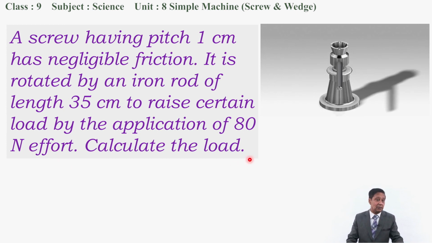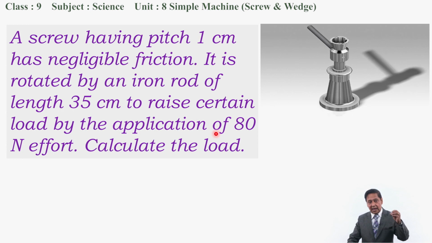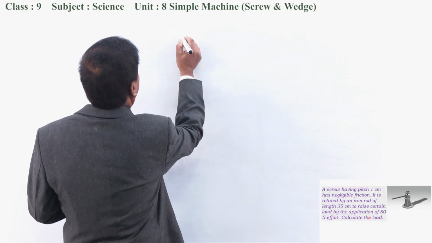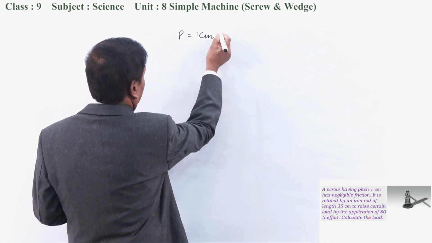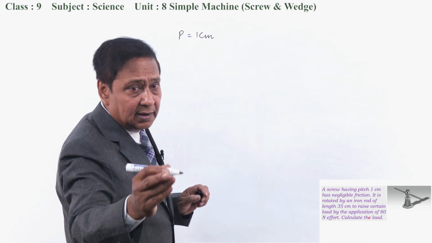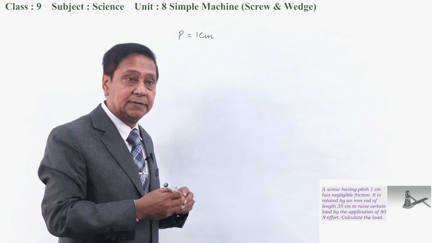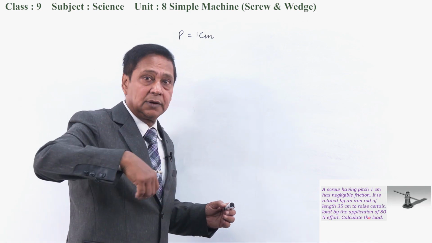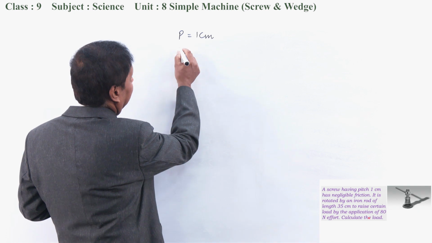Now calculate the load. What information is given? I'm going to write this and then we'll go through the formula and get the solution. Look at this. Pitch is given. Pitch is denoted by P. This is load distance. This is 1 centimeter. Another piece of information we have is the length of the rod. It means the radius of the circular path of effort. This is the circular path of effort, and the radius of that circular path is given.